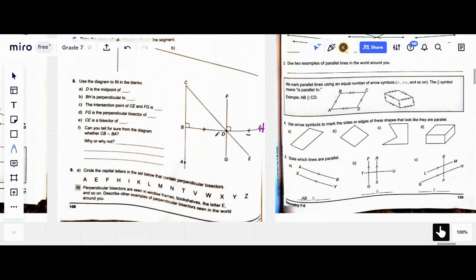And we can see those symbols there that show that those lines are the same length. So that means D is the midpoint of this whole line, which would be BH. So you need to put the B and the H, right? If you're identifying a line, you need two letters. If you're just looking for an intersection point, like in this one, the intersection point of CE and FG would be this point here, point D.